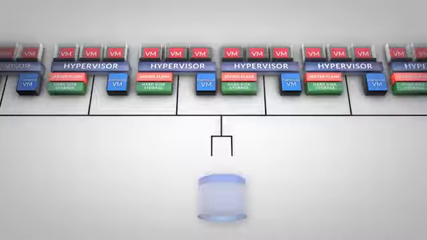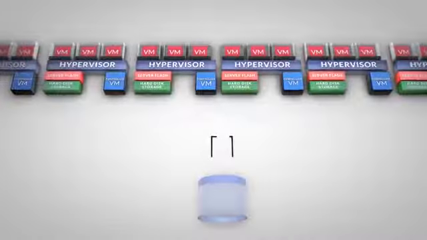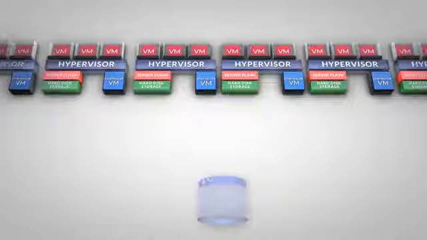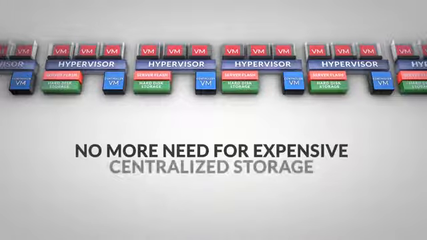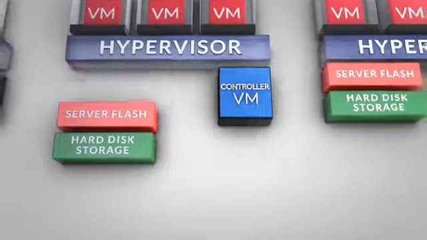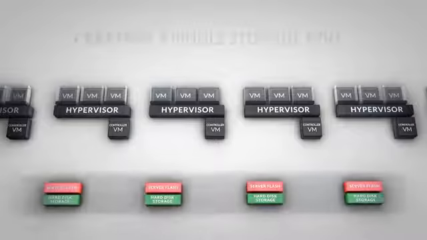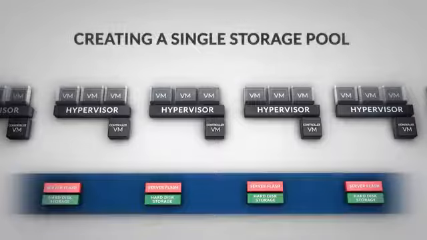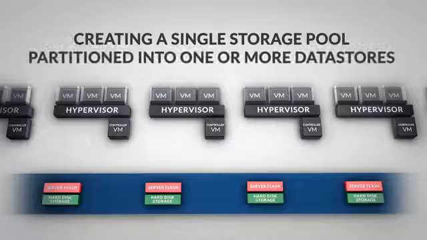With storage and control logic now local to the guest VMs, there's no more need for expensive centralized storage or dedicated storage networks. The Nutanix distributed file system aggregates local storage across all nodes, creating a single storage pool that can be partitioned into one or more data stores.